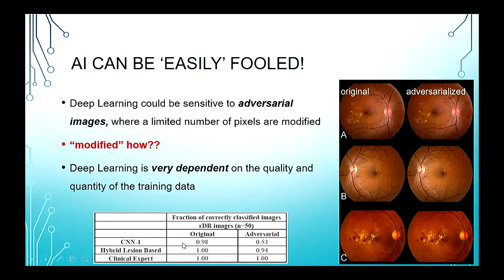So look at this. The original AI had 98% accuracy. With a 5% change in the image, it dropped to 50% accuracy, which is essentially chance. If you flip a coin, that's 50%. The clinical expert was not affected at all. So humans can easily outperform AI when the images are lower quality, right? So that's something else that is missing when people talk about AI.